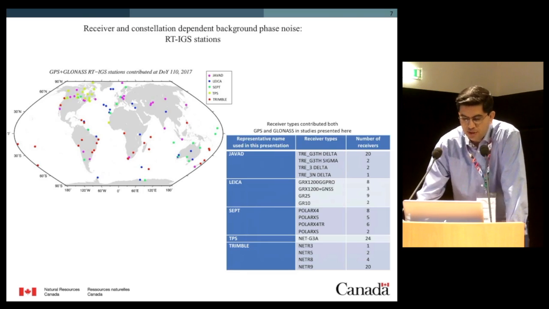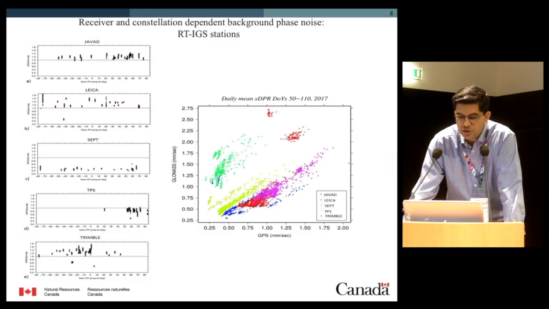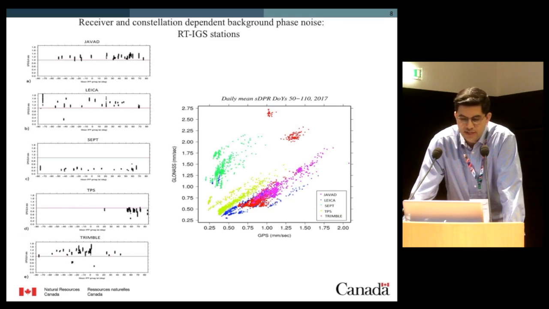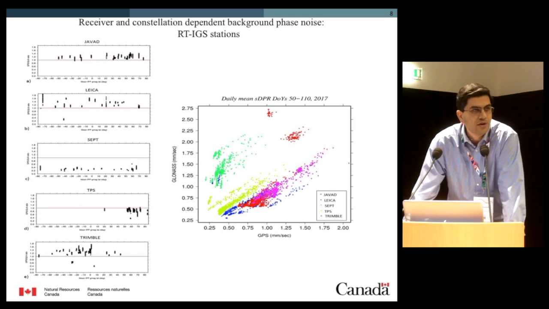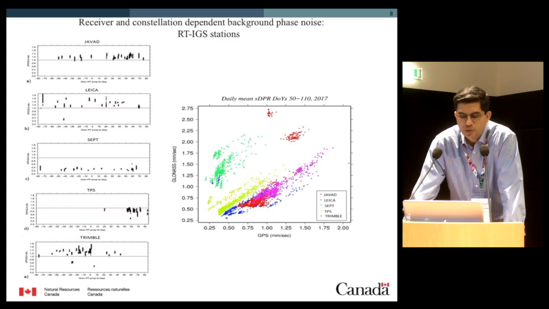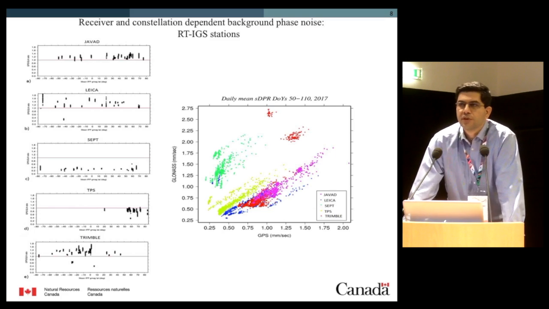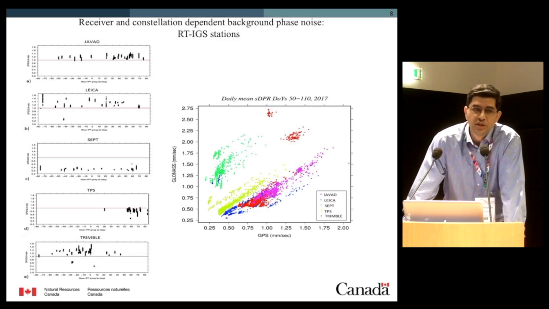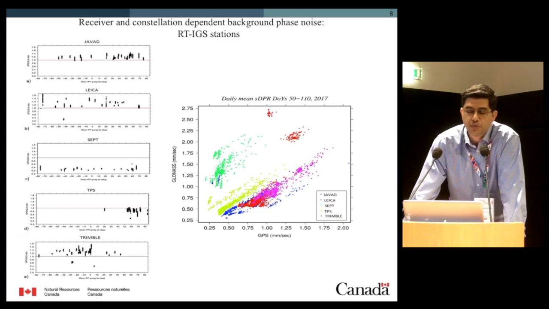So what is plotted on the right is the daily mean GPS on the horizontal axis and the daily mean GLONASS on the vertical axis over 61 days, from day 50 to 110 of 2017. To be more conclusive, we have to look at the figure on the left. In the figure on the left, the horizontal axis is the daily mean geomagnetic latitude of the ionospheric pierce point observed at each station. And on the vertical axis are the ratio of the daily mean GPS to the same station's daily mean GLONASS.